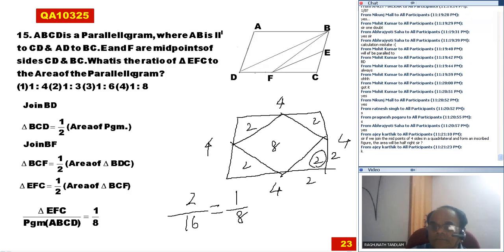Remember, look at the choices. If there's no choice which says cannot be determined, none of this, I can always use a square here. Does it make a difference here? It doesn't make a difference here. I took the sides to be 4. I know the area of the small triangle is 2. Area of the square is 16. What is 2 by 16? 1 by 8. Why did I do that? There is no choice which says cannot be determined, and none of this.